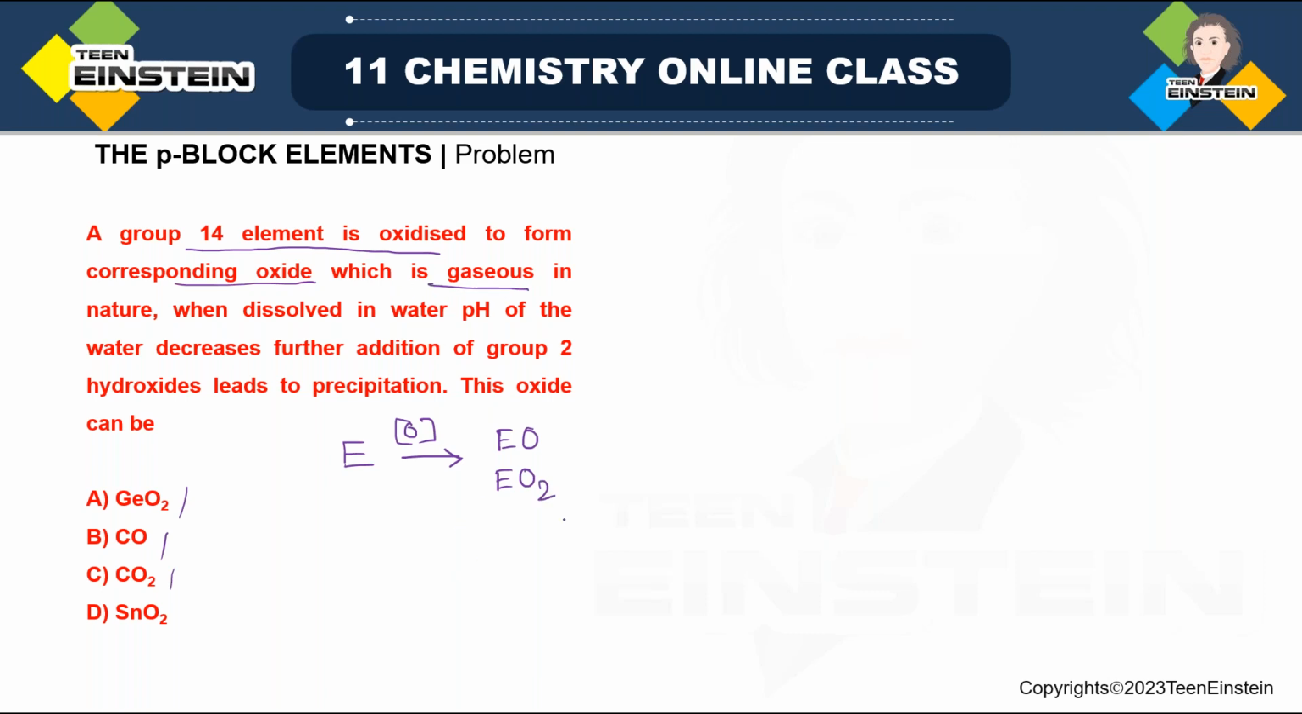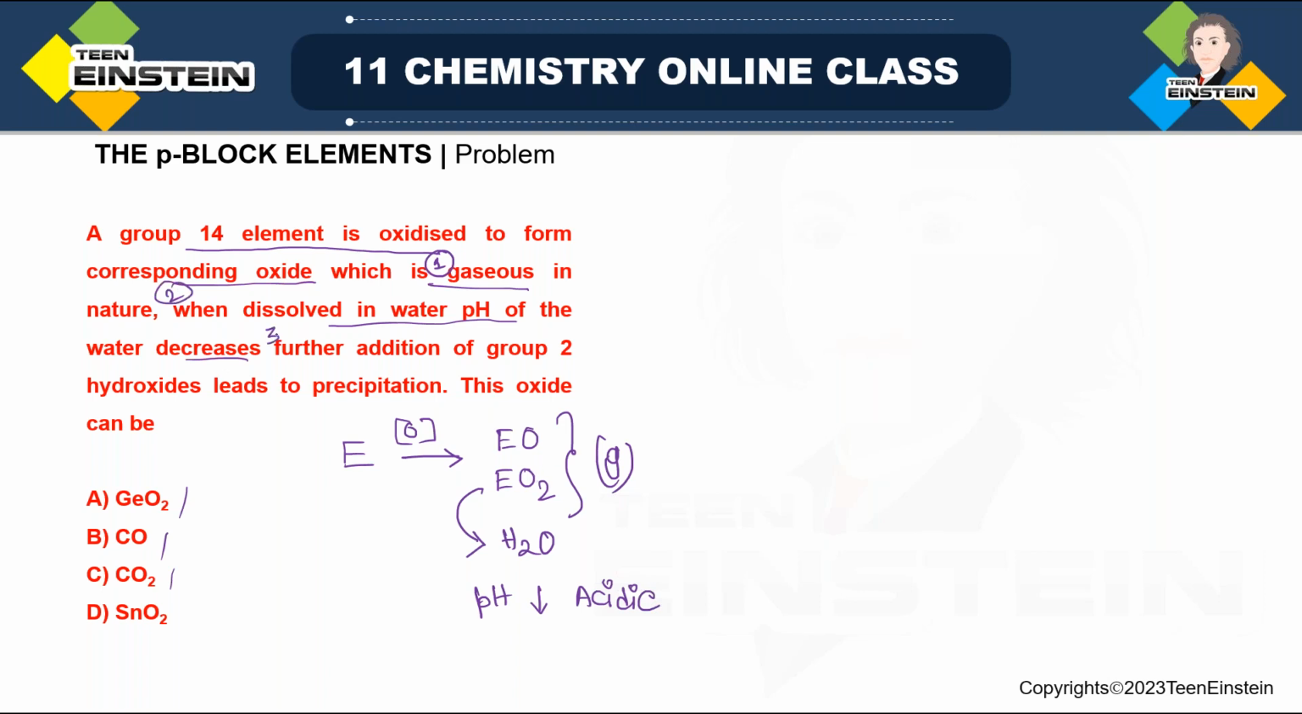Now this oxide is gaseous in nature, that is mentioned clearly. So this is the first information. The second information is when dissolved in water, the pH of the water decreases. pH decreasing means the oxide is producing some acidic solution. So these are the pieces of information that are given. I'm just numbering them. Number one: it is gaseous in nature. The second: when we dissolve it in water, pH is decreasing.